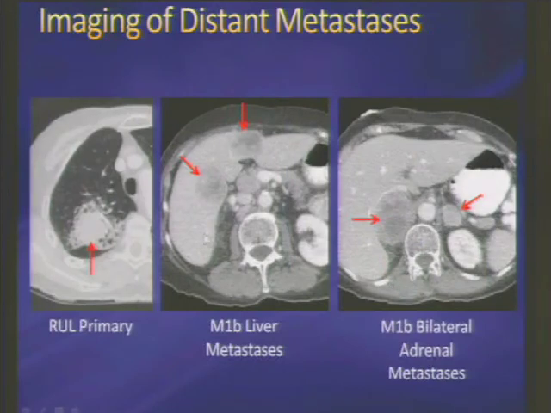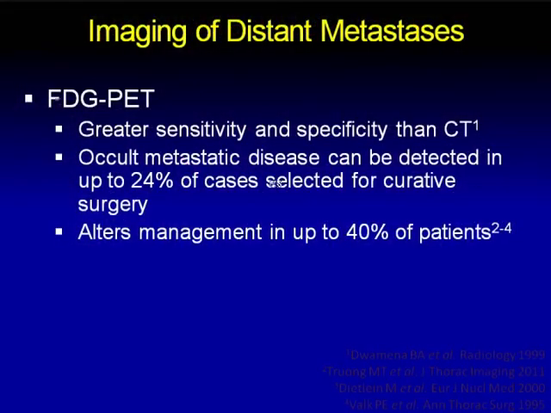Sort of classic metastatic disease here: right upper lobe primary, lesions in the liver, lesions in the adrenal gland; these are considered M1b. And regarding PET, greater sensitivity and specificity with regard to metastatic disease. Occult metastatic disease can be detected in up to 24% of cases selected for curative surgery, so obviously changing therapy from cure to palliation, and really can alter management in up to 40% of patients. So a pretty significant amount of patients will have their management altered because of PET results.